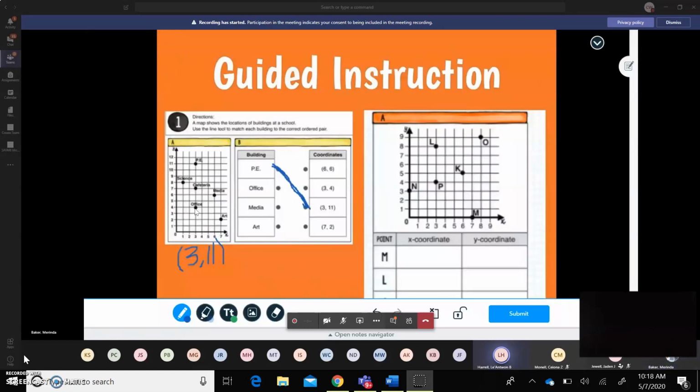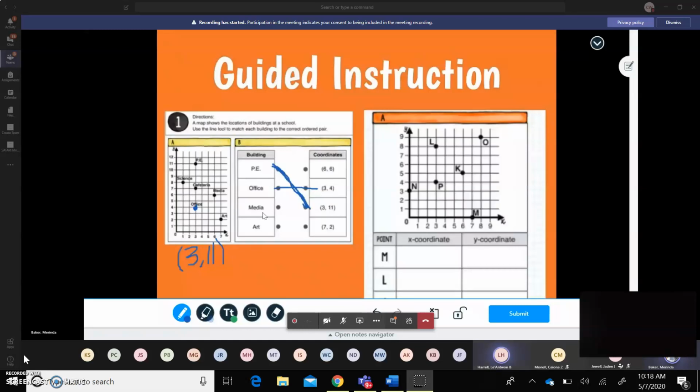Very good. So what's our ordered pair for the office? 3, 4. 3, 4, yeah. Kind of a little bit like PE is all the way back there. Office is all the way up. Okay, what about the media center?